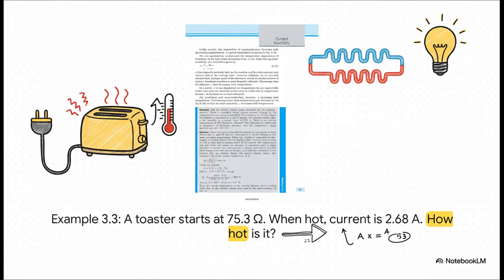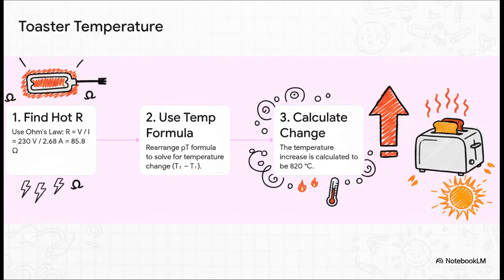We have a nichrome toaster element. We measure its resistance when it's cold, say at room temperature, and it's 75.3 ohms. Then, we plug it into a 230-volt outlet. Once it's glowing hot, the current running through it stabilizes at 2.68 amps. So, the question is, just how hot did that little wire get? Let's walk through this step by step.